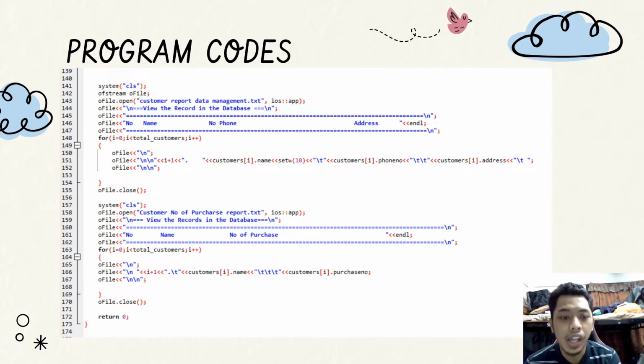And after that, we use oFile.open to open another file for the customer number of purchase report. And then we use oFile, and then we write the view record in the database, and we use the for loops to show the detail that we have keyed in before in main menu number 1.